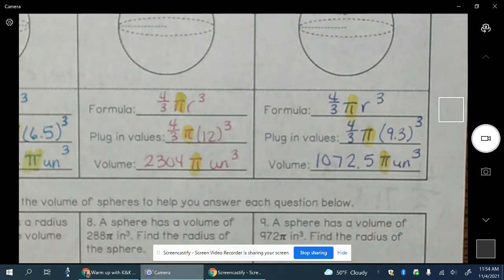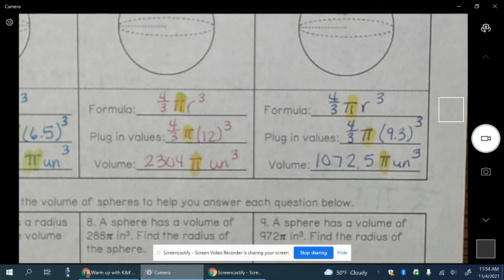Wait, we're doing number 7. Is it the same formula? Same formula, but you're dividing by 2 at the end. So wait, 4/3 pi r cubed divided by 2. Are we doing 4/3 pi r cubed? You're doing the same exact formula we've been using all day today, but you're dividing it by 2 at the end.